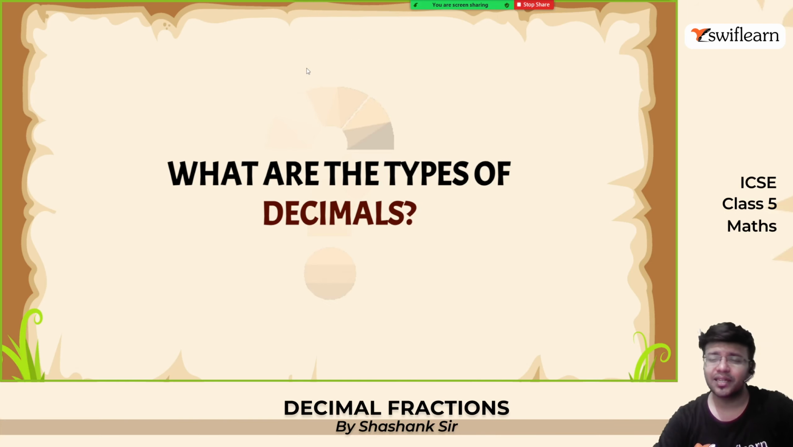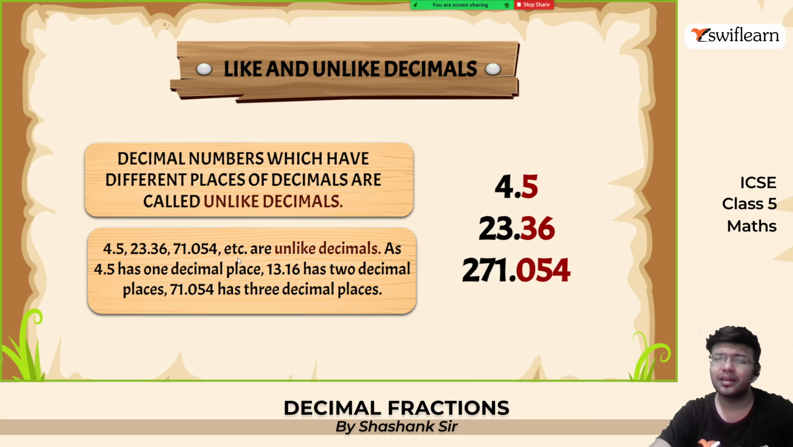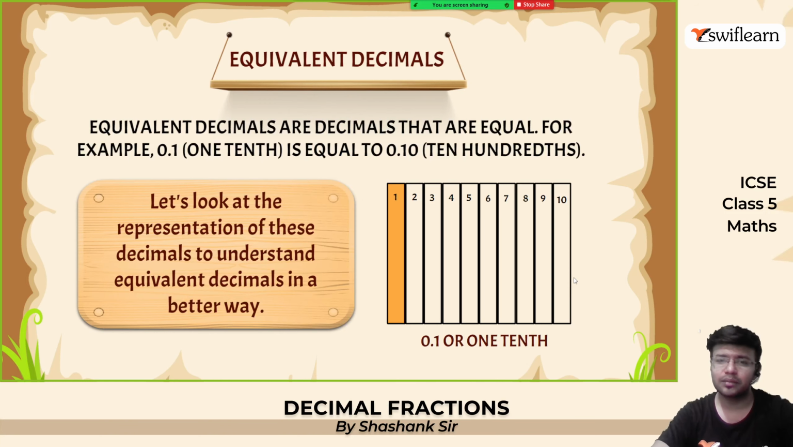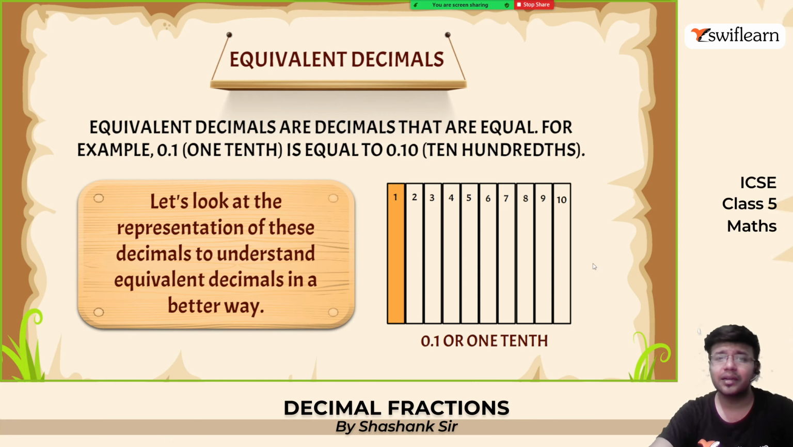So what are the different types of decimal numbers? There are like decimals and unlike decimals. Decimal numbers which are written up to the same decimal places are like decimals. For example, 5.25, 17.05, 272.87. See, they are all written up till the hundredths place, so they are like decimals. Decimal numbers which have different places of decimals are unlike decimals. As 4.5 has only one decimal, this has two decimals, this has three decimals, so they are unlike decimals.